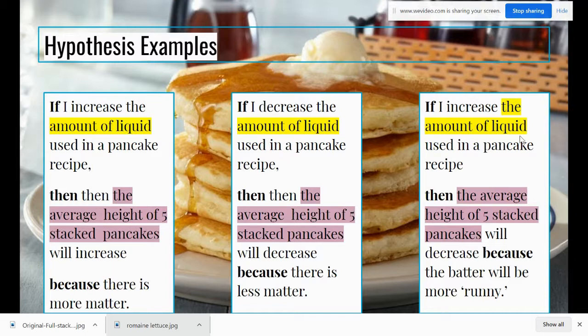Or maybe I would think if I decrease the amount of liquid used in a pancake recipe, then the average height of 5 stacked pancakes will decrease because there is less matter. Or maybe I think if I increase the amount of liquid used in a pancake recipe, then the average height of 5 stacked pancakes will decrease because the batter will be more runny. Maybe the molecules are further apart. So it has that if, that then, and because, which is a scientific explanation of something we can't see.